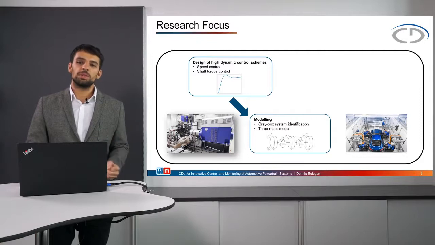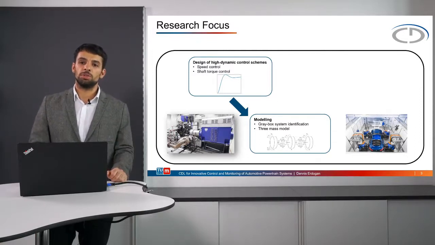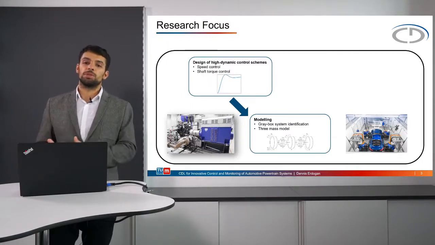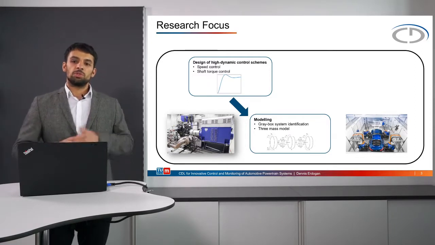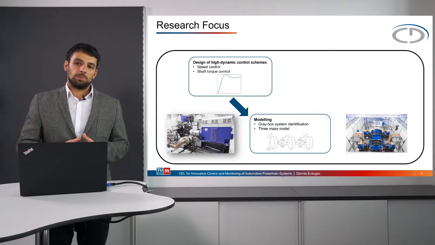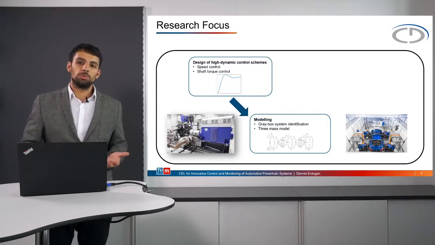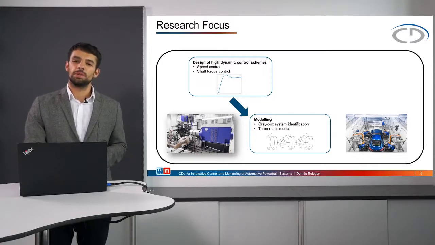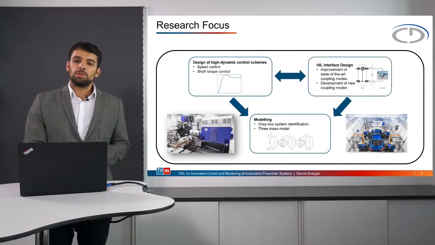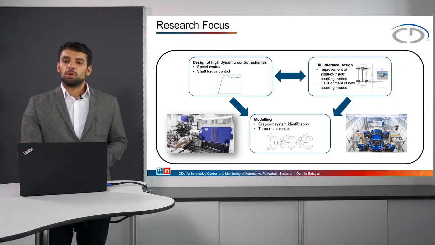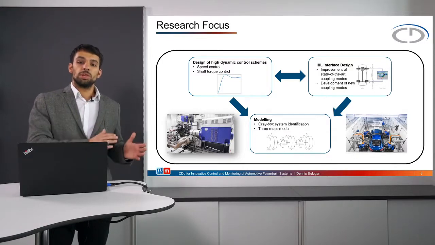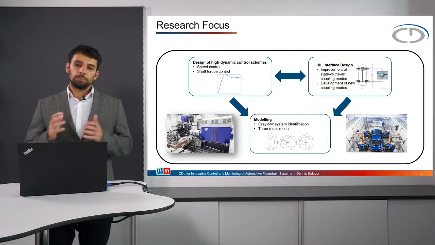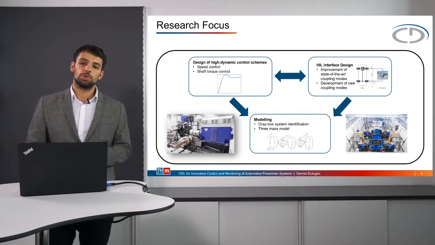In case of engine testbeds, the idea is to use gray box system identification, where the physical structure of the system is given and the corresponding parameters are estimated. The chosen structure here is a free mass model. For the performance of hardware-in-the-loop tests, another important point is the hardware-in-the-loop interface design itself. Here, the focus is on the improvement of hardware-in-the-loop coupling modes between simulation and the real world, and the design of new coupling modes. In the next few slides, I want to show you some of our achievements.